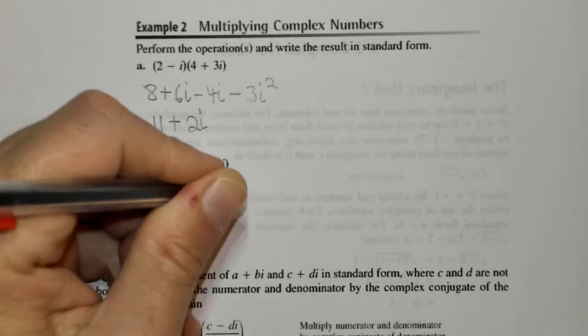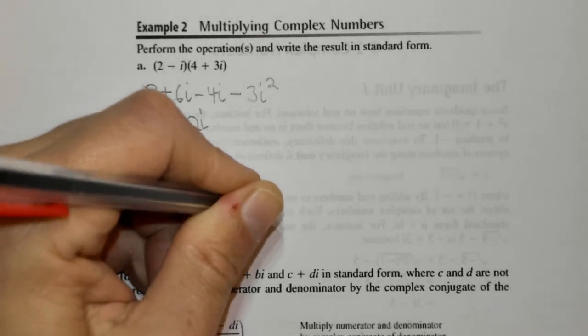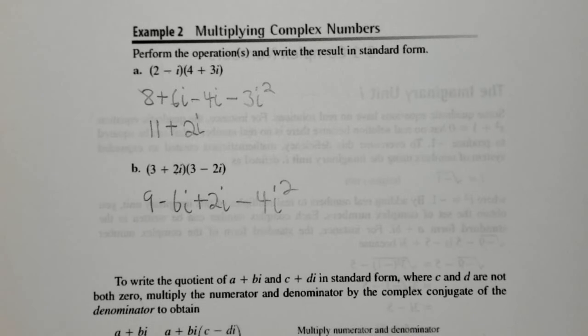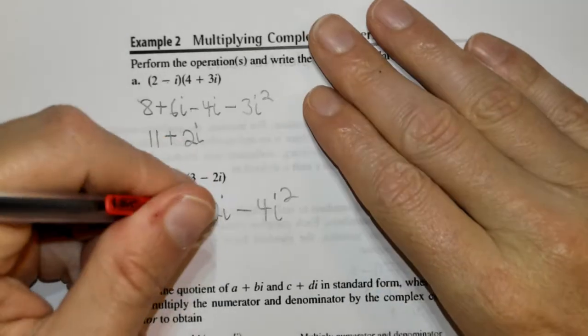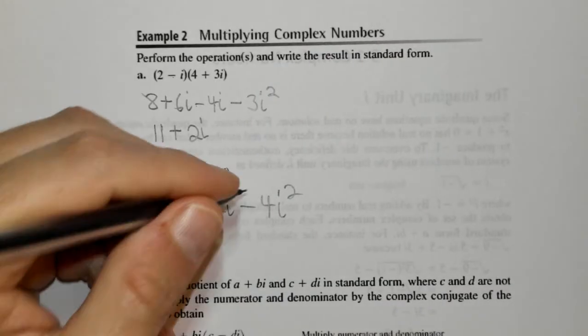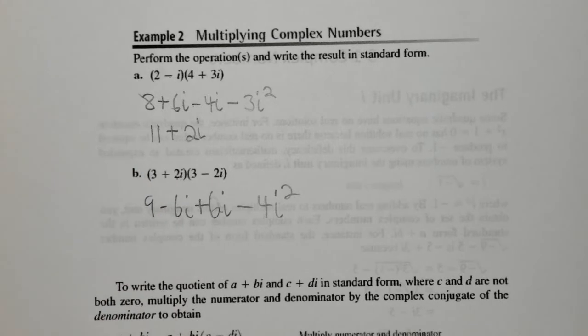And here, positive times a negative, negative. 2 times 2 is 4. i times i is i squared. And let's see if we can't combine some things together. And I wrote this down wrong, by the way. I'm going to switch that now because 2 times 3 is 6i. Right there is what it should have been.